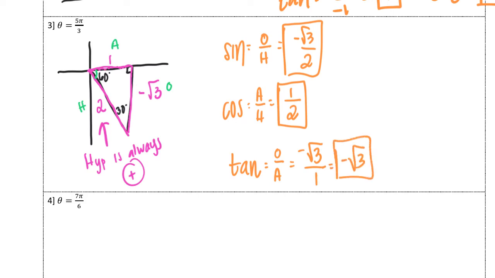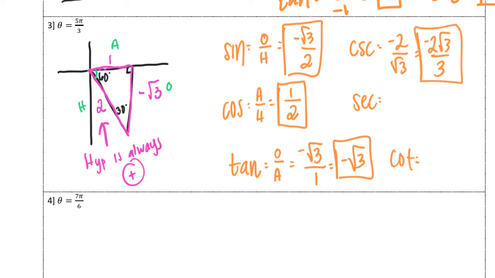If you've done those, you can just as easily do the reciprocals: cosecant, secant, and cotangent. The cosecant, you would get negative 2 over square root of 3. Rationalized out, you get negative 2 root 3 over 3. Make sure that that is negative. For your secant, you would have had the reciprocal of 1/2, which is 2. For your cotangent, you would have 1 over negative root 3, which rationalizes out to negative root 3 over 3. Notice how when you are not in the first quadrant, you're going to have sines, cosines, or tangents that are negative.